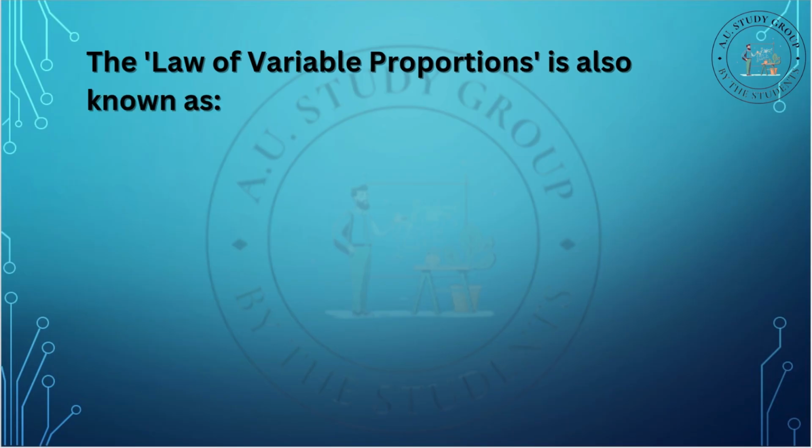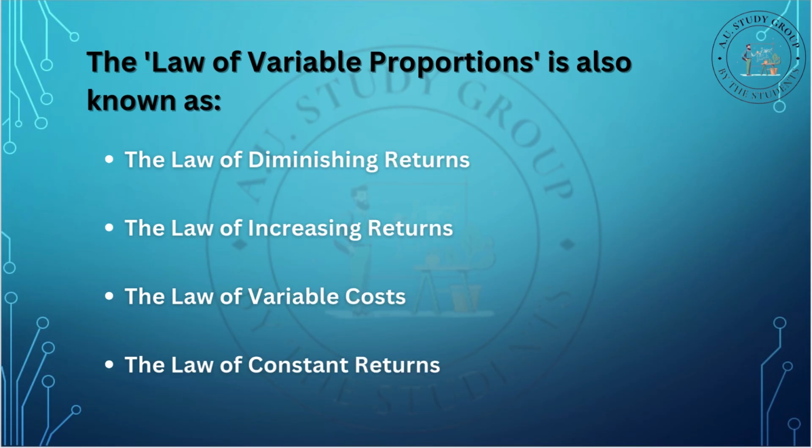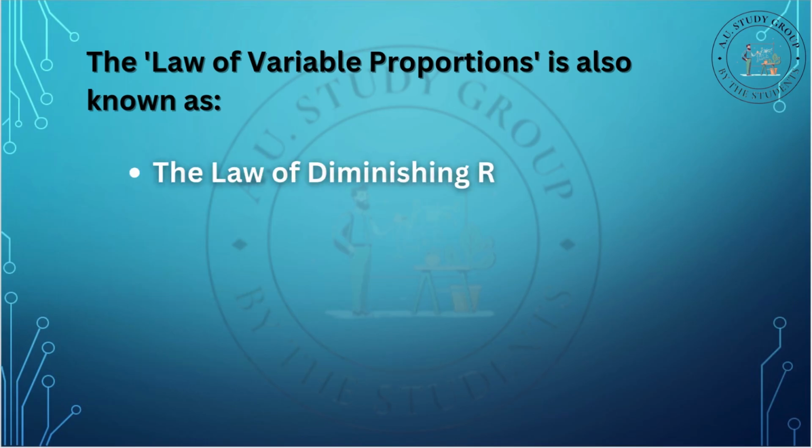Next one. The law of variable proportion is also known as the law of diminishing returns, the law of increasing returns, the law of variable cost, the law of constant returns. What is the other name for the law of variable proportions? What is the right answer? The law of diminishing returns. Very good. Let's go for the next one now.